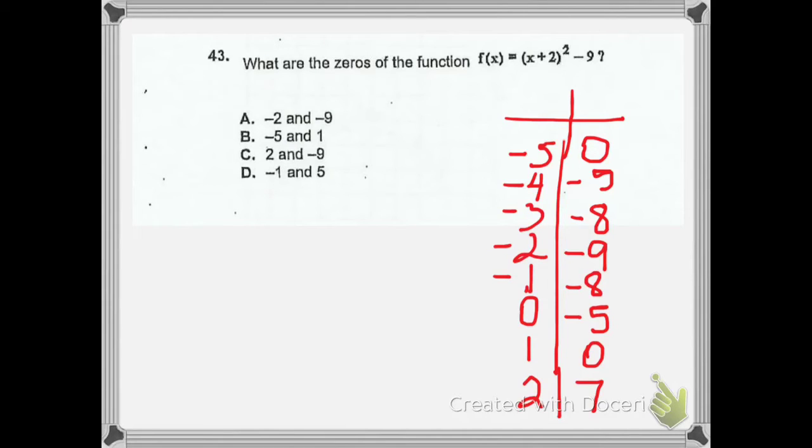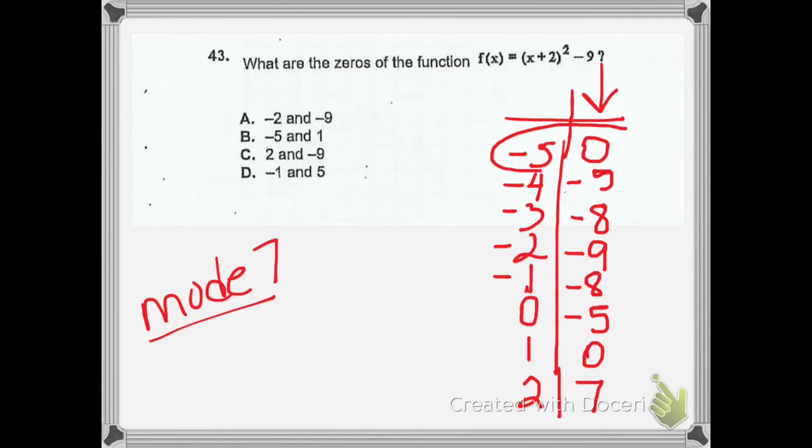43. What are the zeros of the function? Now, since this one, I looked at my answer choices and they were all real, I decided to use mode 7. And I'm looking for the zeros. So I find the zeros in my function column, which would be here and here. So my answer choice would have to be B, negative 5 and 1.